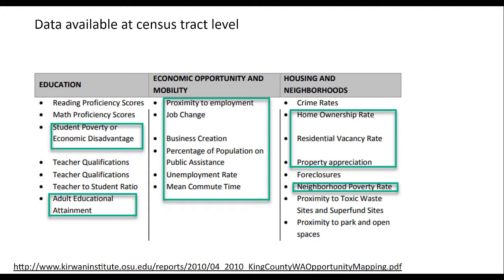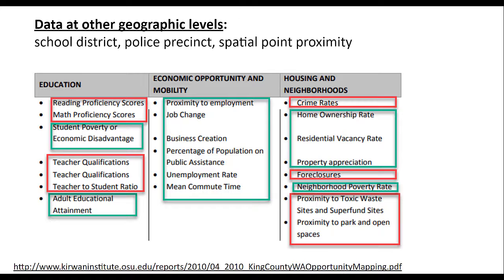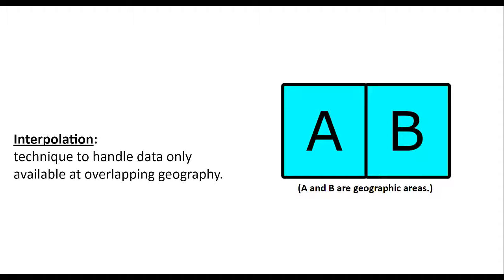Many of the data points you may want will be available at a specific geographic scale, such as census tract. However, some of the data you want are only available at a different geographic scale, such as a school district or police precinct. One approach to including the measure that is only available at a different scale is to generalize data from one scale to another through interpolation.